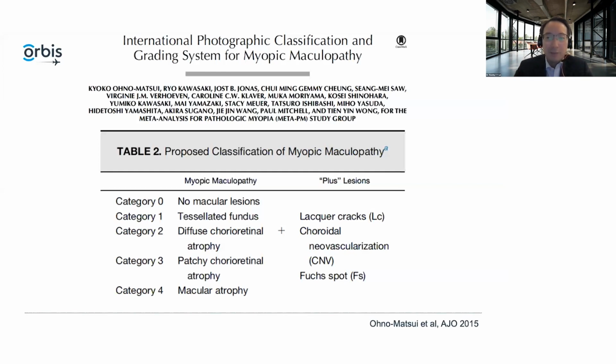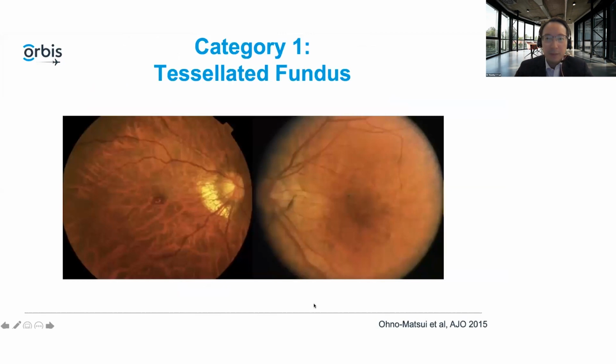So they classify the patients as category 0, which means no macular lesion. Category 1 is those with tessellated fundus. Category 2 are those with diffuse chorioretinal atrophy. Category 3 are those with patchy chorioretinal atrophy. And the fourth one, the most severe, is the macular atrophy. And at any stage, you can also have some plus lesions, including lacunar cracks, choroidal neovascularization, and Fuchs spots. Here are some examples of the various categories.